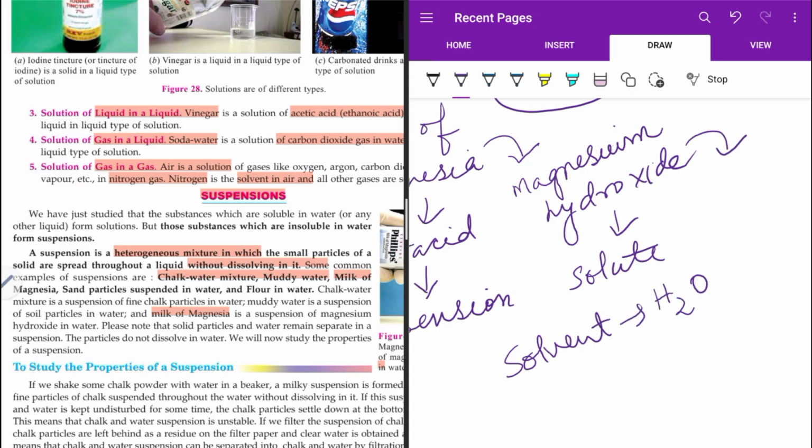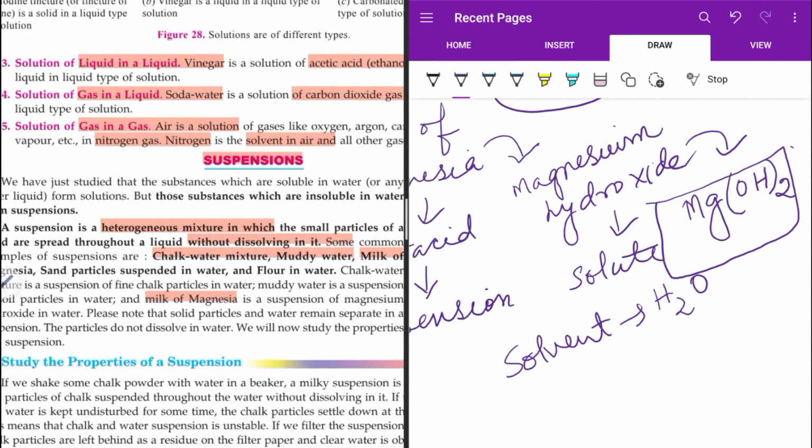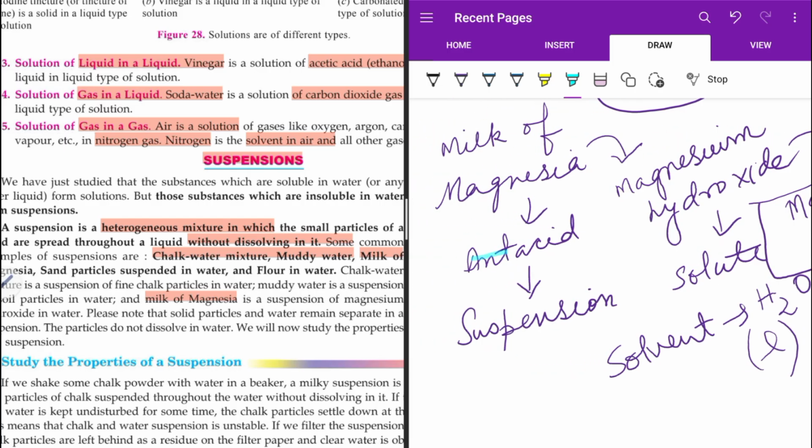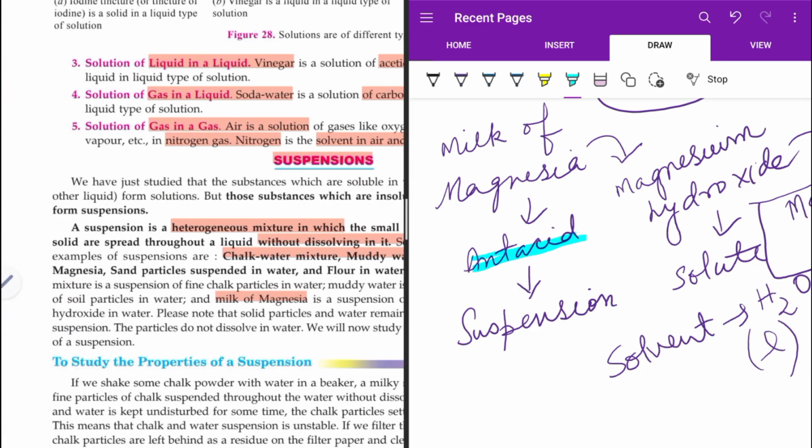Now magnesium hydroxide has the formula Mg(OH)2. This is magnesium hydroxide. If it is taken in water, this is in a solid form and this is in a liquid form. It is made to remain in a suspended form. When you have to take it, you have to shake the bottle before use, and as I said, it acts as an antacid, milk of magnesia.